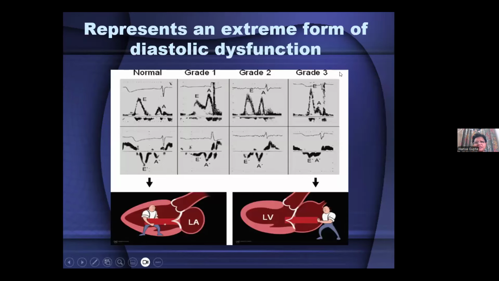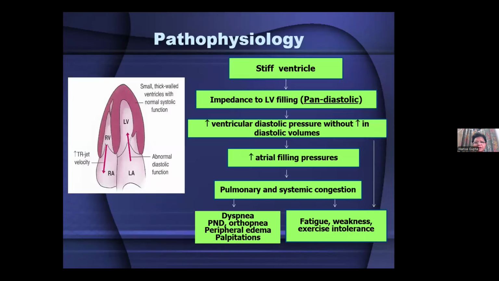So this is showing that it is a severe grade 3. I told you E is much, much more than A. And here E prime, A prime velocities, both are reduced, and E prime is less than A prime on tissue Doppler. What is the pathophysiology? It is basically small, thick-walled, rigid ventricles. The rigid ventricles produce a severe diastolic dysfunction leading to enlargement of the left atria, leading to back pressure, producing right ventricular pressure overload and dilated RA, leading to all these symptoms of dyspnea. So as I told you, the patient will present with heart failure with preserved ejection fraction. So restrictive physiology should come into your mind quickly.